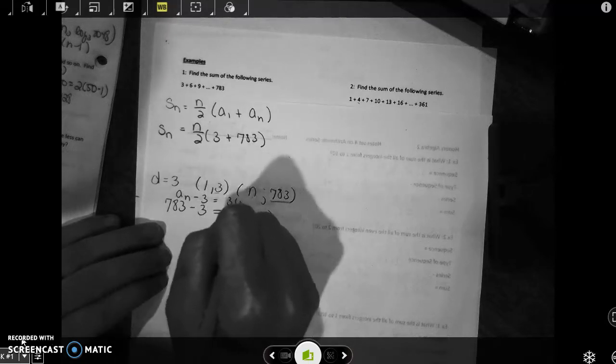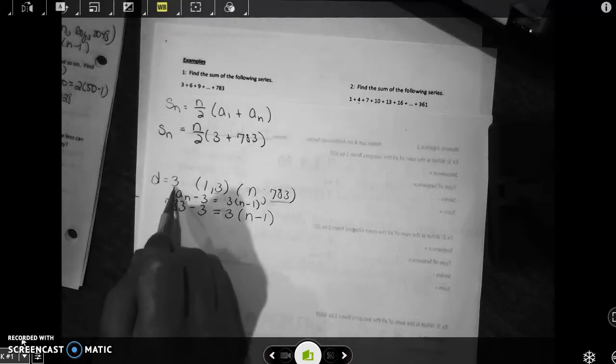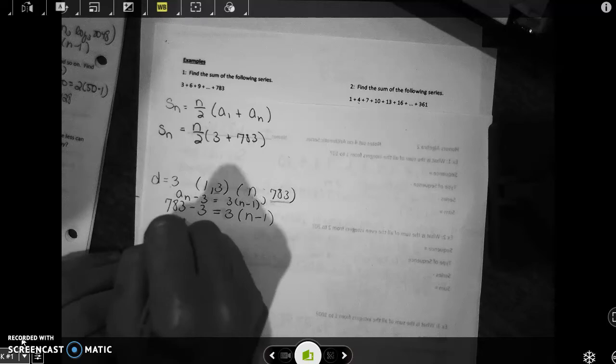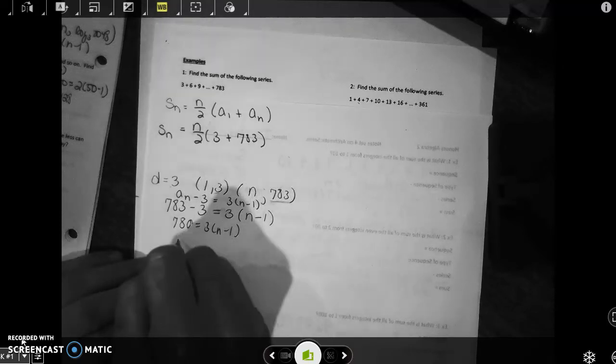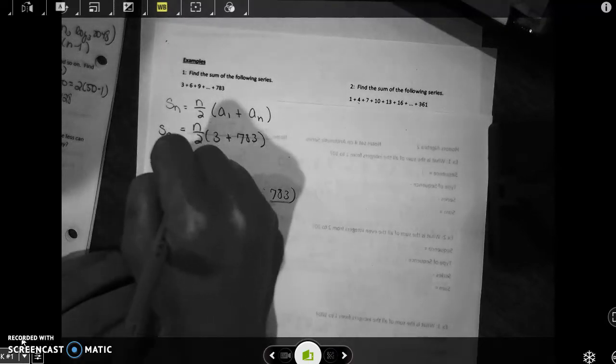And again, that comes from our explicit formula. I'll write that up here just so we can make sure that we see it. So I use the ordered pair 1, 3, and the slope of 3. So I need to go ahead and solve this. And once I do, I'll end up finding that n is 261. So that tells me that in this series, there are 261 terms.